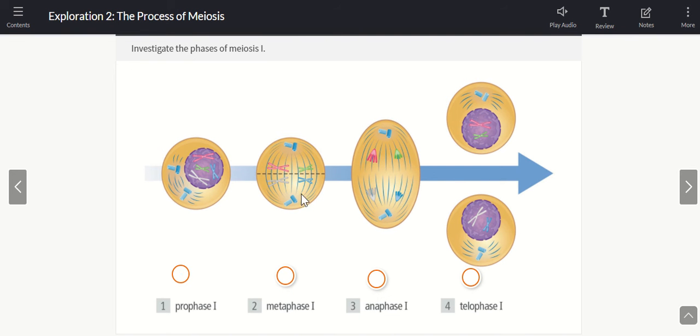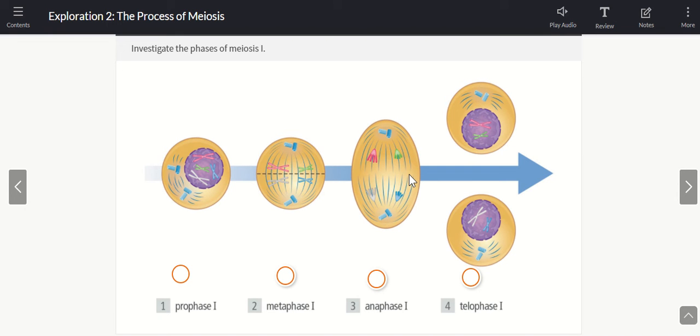Now, metaphase 1 is going to look similar to metaphase in mitosis with one key difference. Rather than having each of the sister chromatids line up individually along the center line of the cell, what we're going to have instead are the homologous pairs lining up. So you're going to have these 2 homologous chromosomes right next to each other, right on top of each other, lined up as homologous pairs as opposed to individual sister chromatids. Then we're going to move on to anaphase 1.